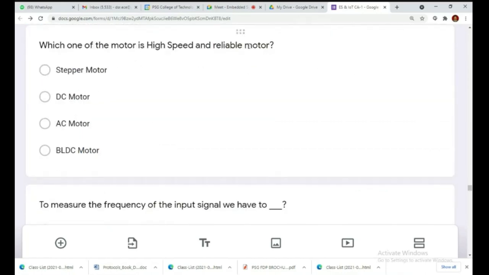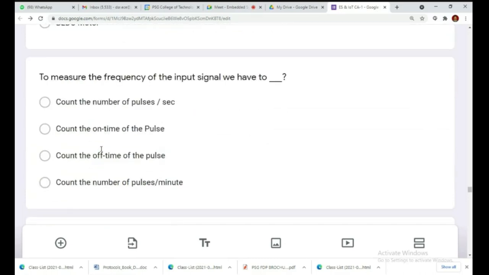Which one of the motors is a high speed and reliable motor? Among all the motors, stepper motor, DC motor, AC motor, BLDC motors are high speed motors, which are brushless DC motors. All the drones have BLDC motors, which we can say run at 1 lakh RPM, very high speed. So the high speed reliable motor is the brushless DC motor.